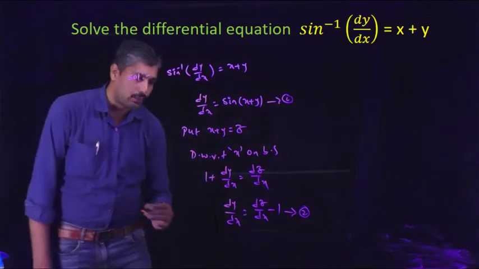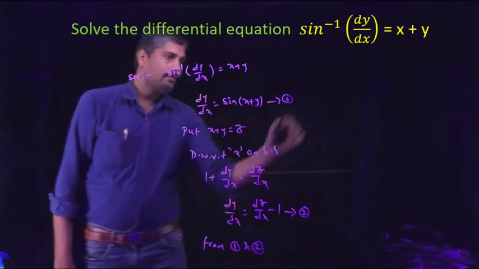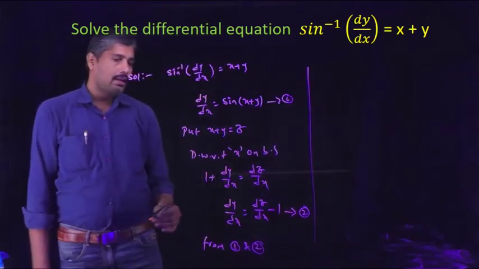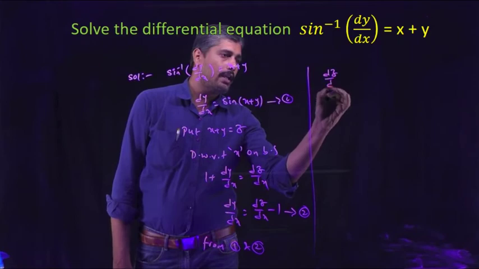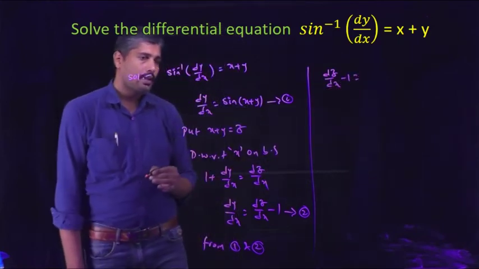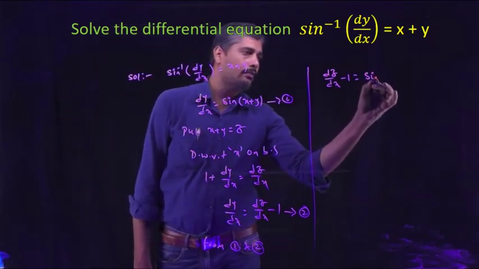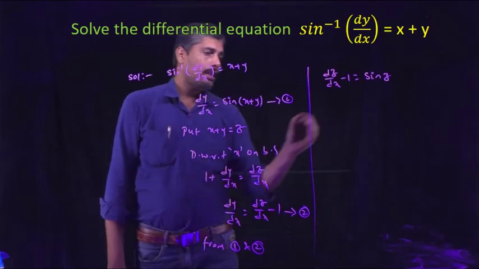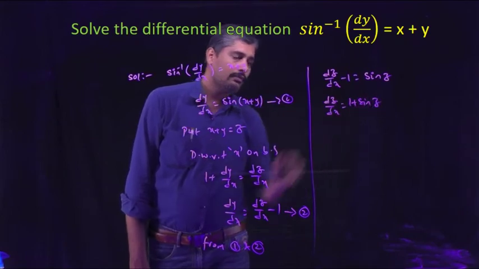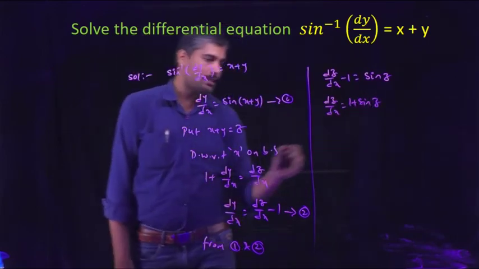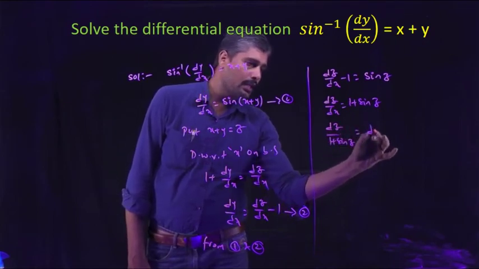Right? From 1 and 2, in the place of dy by dx, we substitute dz by dx minus 1. That is dz by dx minus 1 equal to sin of x plus y. Here x plus y equal to z, so that equals sin z. That is dz by dx equal to 1 plus sin z. Separating x terms and z terms, that is dz by (1 plus sin z) equal to dx.